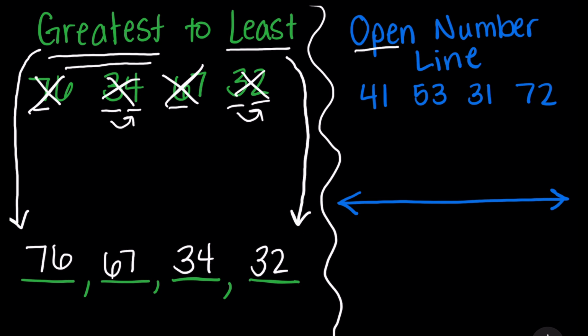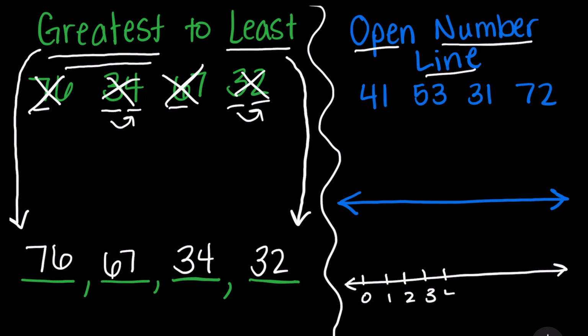This time, I want you to order the numbers on an open number line. And what that means is you're going to order them from least to greatest, because I'm going to draw a little number line down here. Every number line starts at 0 and goes higher. 0, 1, 2, 3, 4, 5, and it keeps going. And every number line goes from least to greatest. So when a question asks you to order on an open number line, you have to know that that means from least to greatest.